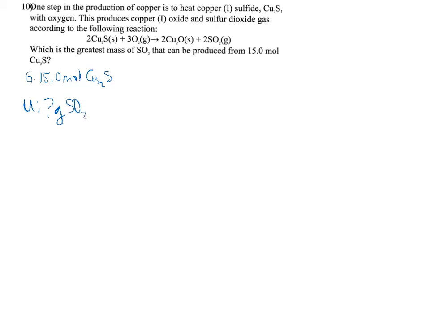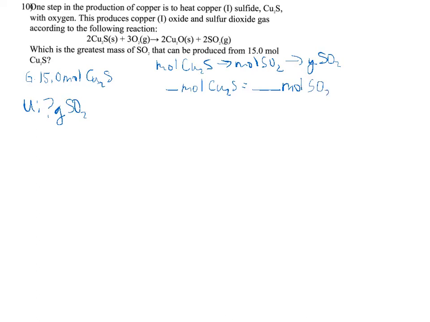So mole map wise, we're going to go from moles of Cu2S into moles of SO2 and then into grams of SO2. Remember, we can't go straight from moles of one substance into grams of the other substance. So this is a two-step conversion. The first one is our mole to mole ratio, which, remember, we always use coefficients for. So blank moles of Cu2S equals blank moles of SO2.